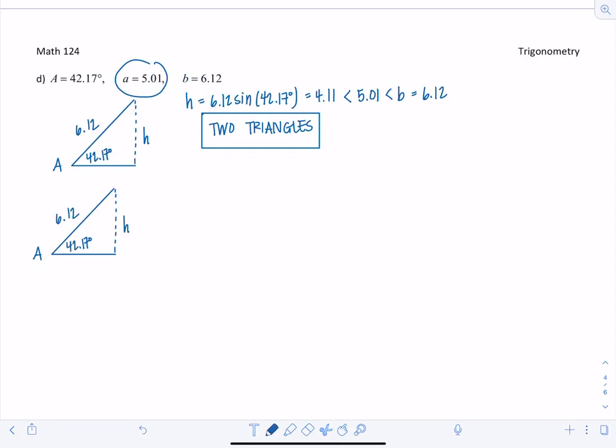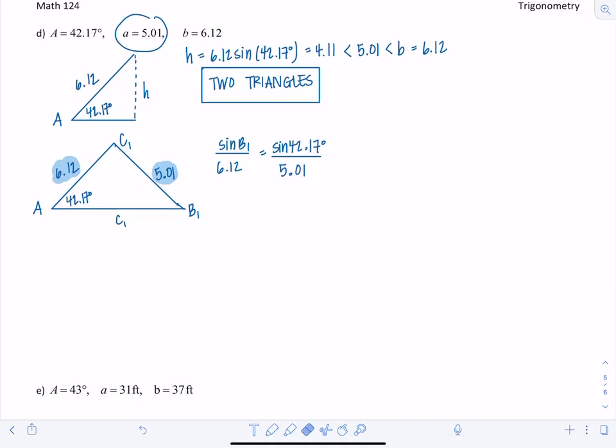and get going. So the first scenario, I'm gonna draw an acute triangle, okay? And I'm gonna call this angle here B1, C1, and then side c1, and then here's the side 5.01. Okay, we don't need H in there. So we have two triangles again, remember, because this side is smaller than the side next to A. Okay, so solving from here, we're gonna find angle B1 first. So sine of B1 over 6.12 equals sine of 42.17 degrees over 5.01. And then you don't really need to show me a whole lot more work, so you can just multiply both sides by the 6.12 and then take sine inverse.